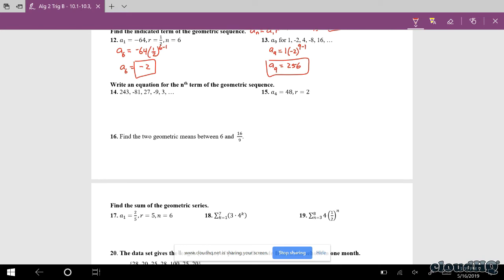Write a rule. First term. Looks like I'm multiplying by -1/3 to the power of n minus 1.